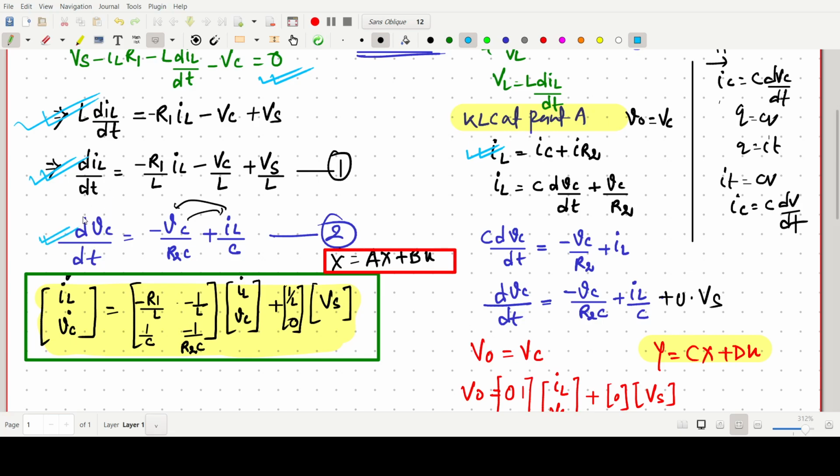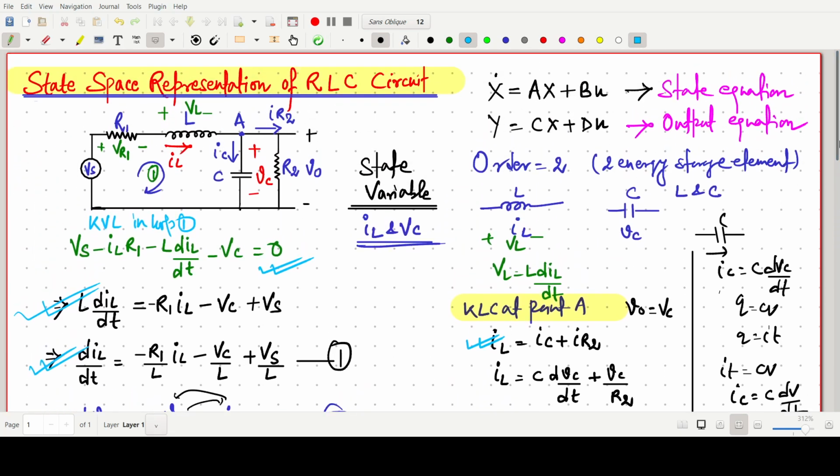Then try to arrange it. These two equations, then IL dash VC dash, just use this one. X dot equals to AX plus BU. X is the state variable, A is the state matrix, B is the input matrix, U is the input. Like that you can write the state equation, and output is simple. V naught equals to Vc. Like that we can write the output equation. This is all about the simple realization for the state space representation.